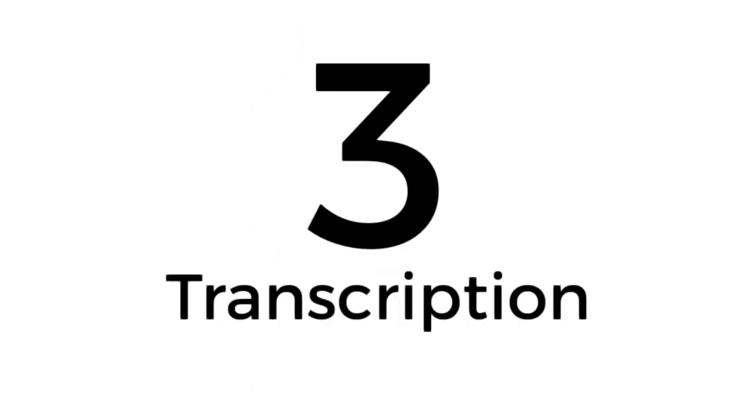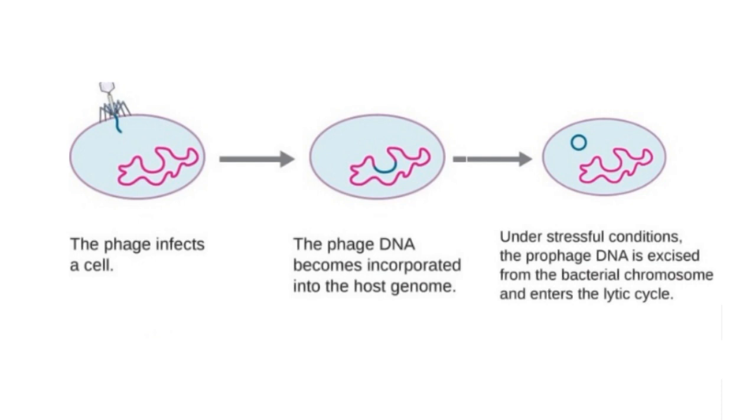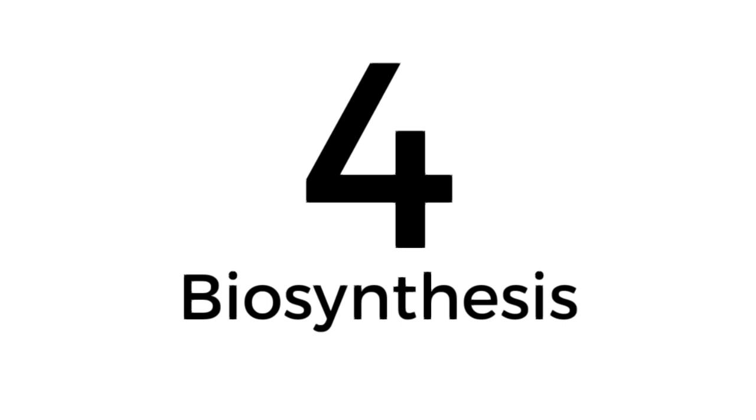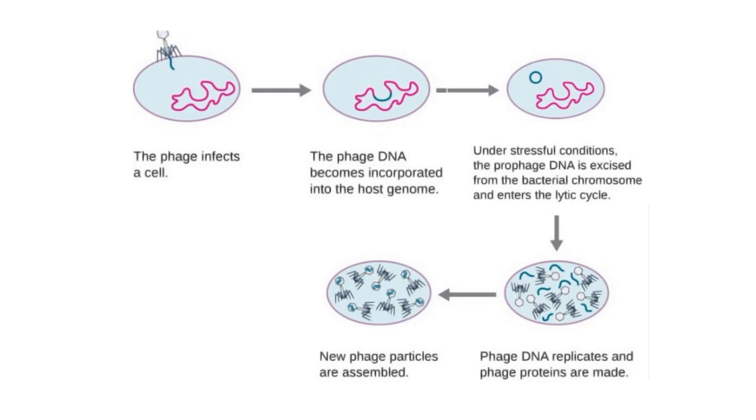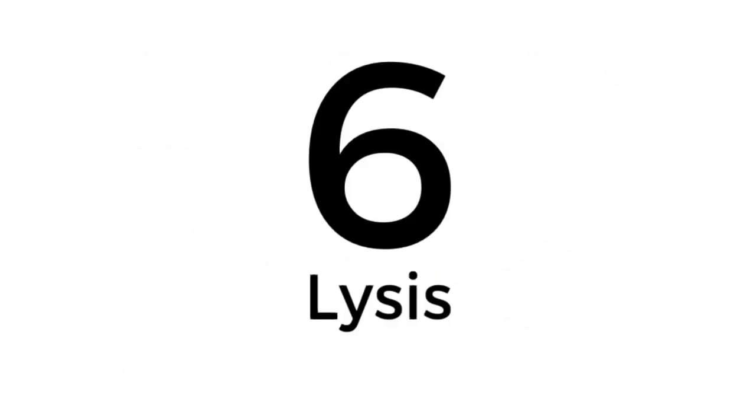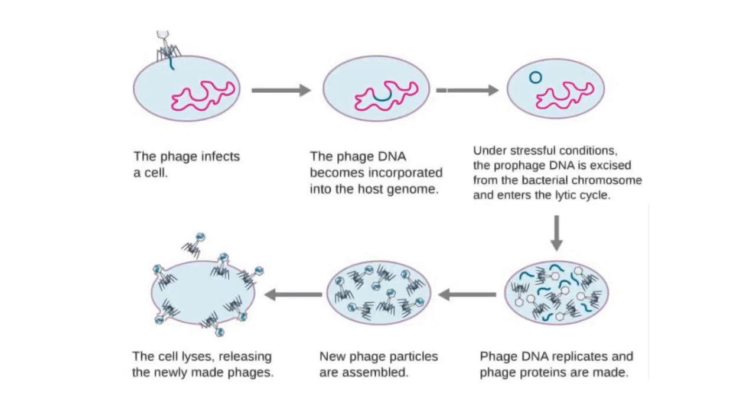Third is transcription. The host cell's DNA is degraded and the cell's metabolism is directed to initiate phage biosynthesis. Biosynthesis is when the phage DNA replicates inside the cell, synthesizing new phage DNA and proteins. Next is maturation. The replicated material assembles into fully formed viral phages, each made up of a head, a tail, and tail fibers. And lastly is lysis. The newly formed phages are released from the infected cell, which is itself destroyed in the process, to seek out new host cells to infect.